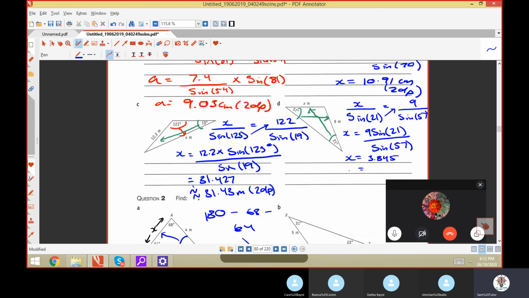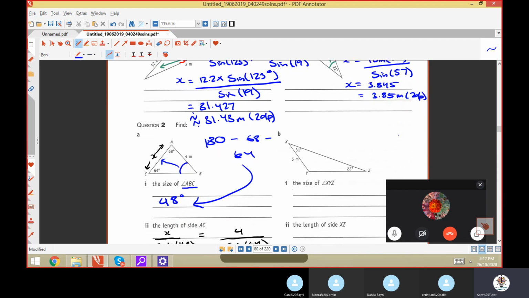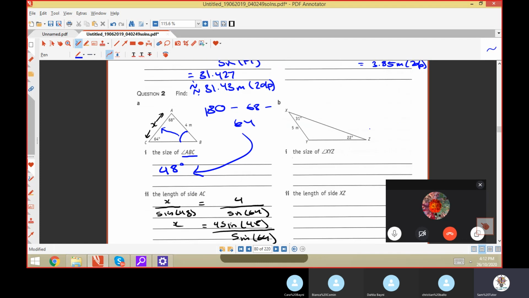Yeah, we'll get to the angle. It's not an issue. 3.85 meters (2dp). So sides is no issue, right? We can move on to the angle now. Angle would be like, say something like this, right? Find the size of XWY. XWY will be this thing here.